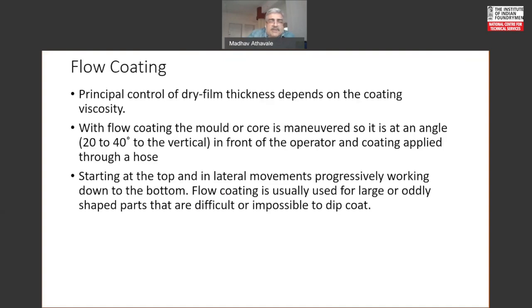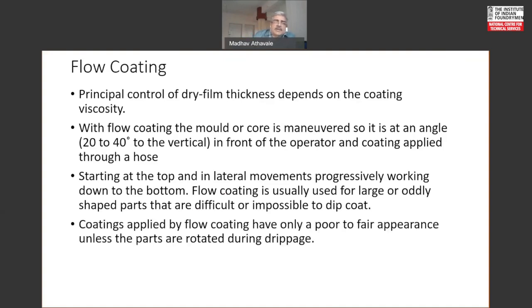So this can be used easily for odd shapes and big shapes, where you cannot use dip coating because of the size involved. Now, coatings applied by flow coating have only poor or fair appearance unless the parts are rotated during the drippage. So that is where the manipulators come in, or the skill of the crane operator comes into the picture. After hosing this coating onto the surface, there will still be coating flowing down.